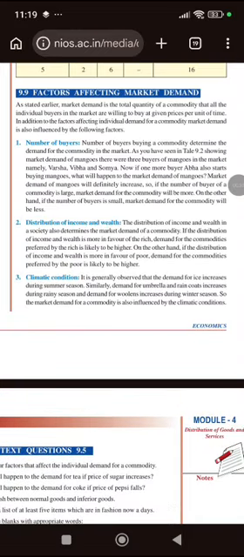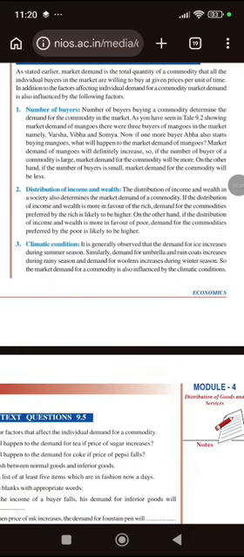So, number of buyers buying a commodity determine the demand for the commodity in the market. So, as you have seen in table 9.2 showing market demand of mangoes, there were 3 buyers of mangoes in the market, namely Varsha, Vibha, and Soumya. Now, if one more buyer, Abha, also starts buying mangoes, what will happen to the market demand for mangoes? Market demand for mangoes will definitely increase. So, if the number of buyers of a commodity is large, market demand for the commodity will be more. On the other hand, if the number of buyers is small, market demand for the commodity will be less.